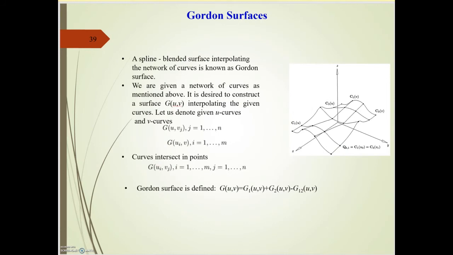Coming to Gordon surfaces, it is a spline blended surface. Interpolating a network of curves is known as a Gordon surface. We can clearly see the Gordon surface represented with some control points. We are given a network of curves as mentioned above. It is decided to construct a surface G(u,v) interpolating the given curves. Let us denote the given u curves and v curves. The u curves can be denoted from 1 to n and the v curves from 1 to m. These curves intersect in points as shown in the equation. Hence, the Gordon surface is defined by G1 plus G2 minus G12.